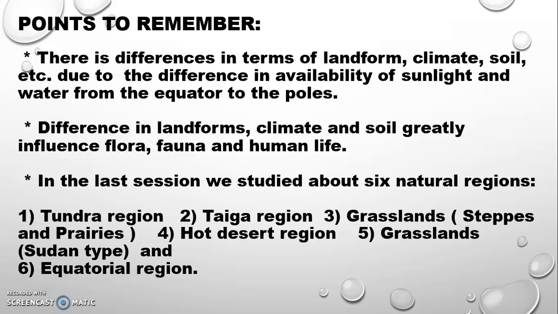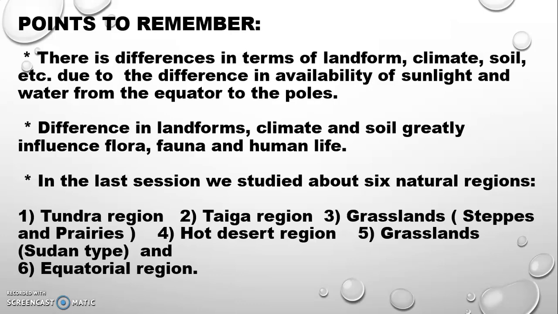So as we go from the equatorial region to the polar region, there is difference in landform, climate, soil, sunlight, rainfall, everything. Because of these differences, which greatly influence the flora, fauna and the human life of that particular region, there are regions which also have some similarities and stand out with some distinctive features. Because of these similarities and distinctive features, some of the regions of the world are known as the natural regions of the world.